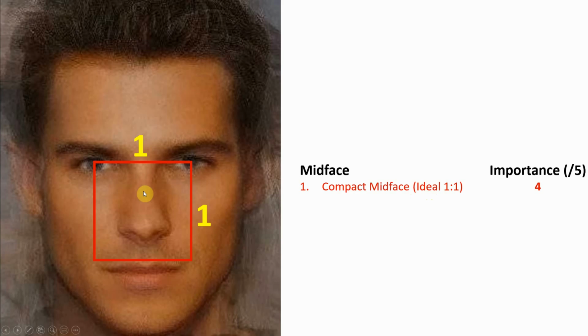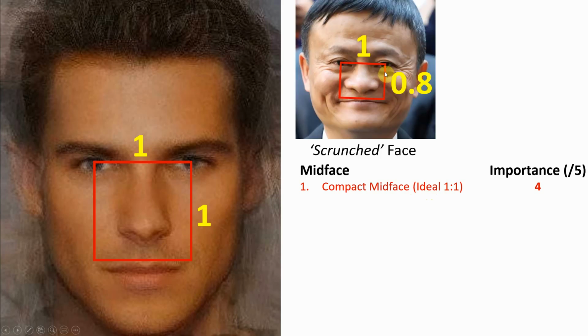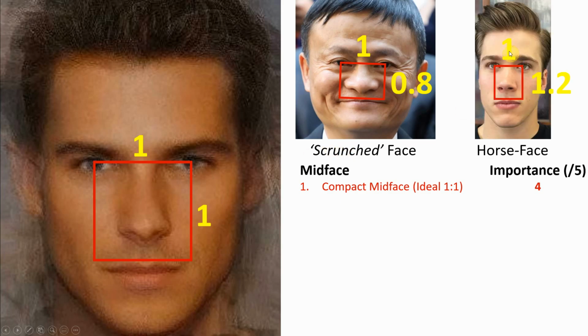So why is this important? Well, if you've ever seen anyone and thought to yourself, he has a really scrunched face, then it is likely because he has a really compact mid-face ratio. So in this case we have a ratio of 1 to 0.8, and as stated it gives this scrunched appearance. Likewise, anything longer than the ideal of 1 to 1, in this case a ratio of 1 to 1.2, then it gives off that horse face appearance with a really long mid-face. And obviously this is going to be undesirable. Nobody wants to look like a horse.